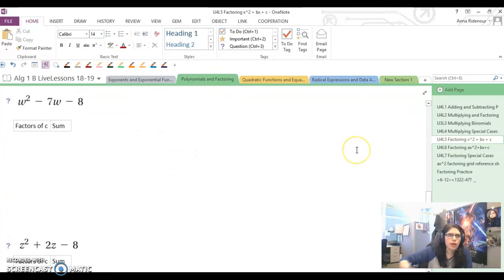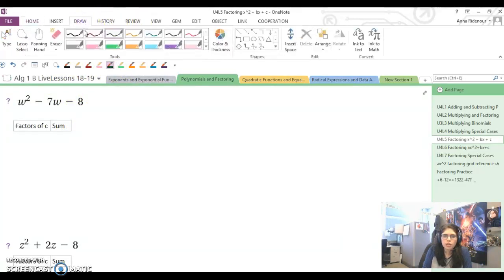All right, next one, w squared minus 7w minus 8. So this is where, once again, it's really important to know your multiplication rules with positives and negatives. So I'm looking for two numbers that multiply together to be negative 8 and add together to be negative 7. So if two numbers multiply together to be a negative, that means that one of them has to be positive and one of them has to be negative.